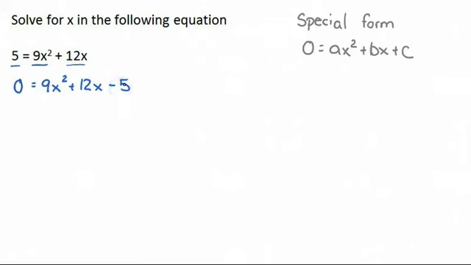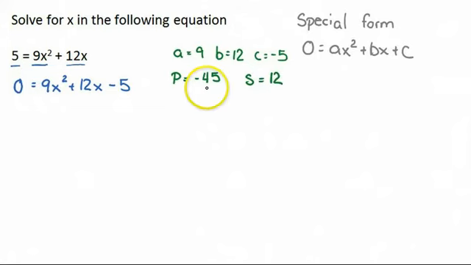And from this point now, I have a number of ways I can solve this. But what I'm going to use in this case is my factoring technique. So a is equal to 9, b is equal to 12, and c is equal to minus 5. So the product, which is a times c, is minus 45. And the sum, which is the b term, is 12. So I need to think of two numbers that multiply to give me negative 45, but add to give me 12. And those two numbers would be 15 and minus 3.